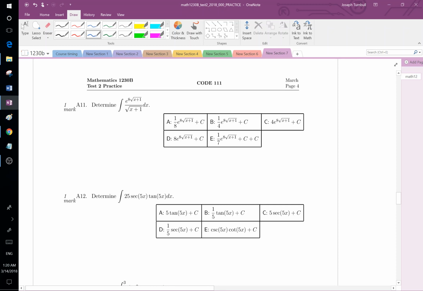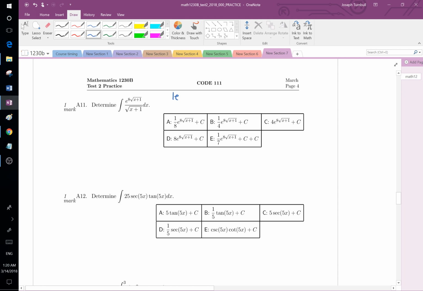Antiderivative of e to a power of a function divided by something that might be related to the derivative of that function. And you look at the options, all the options are inviting a substitution of some type. There's several ways to solve this one. I'm going to show you one way.